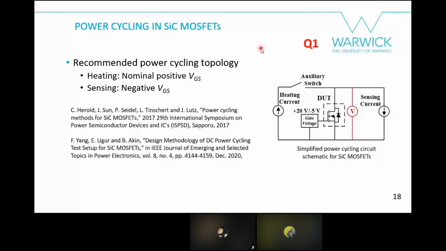I have question number one now, which is whether you have used power cycling for silicon carbide MOSFETs.